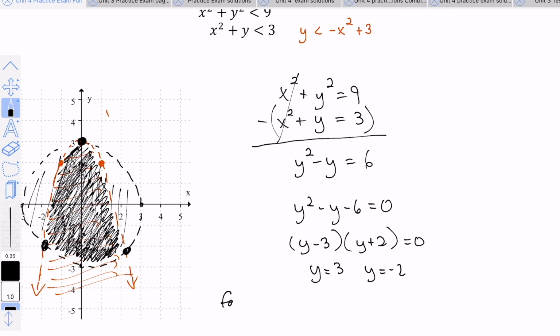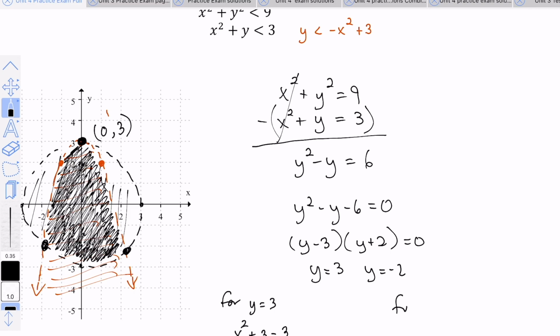So for y equals 3, I'll just use this one right here, x squared plus y equals 3. So x squared, and then instead of y, I'm going to put 3, equals 3. Subtract 3, we get x squared equals 0. So x equals 0, which was what we anticipated. That corresponds to that point right there. So one of the vertices is the point 0, 3.